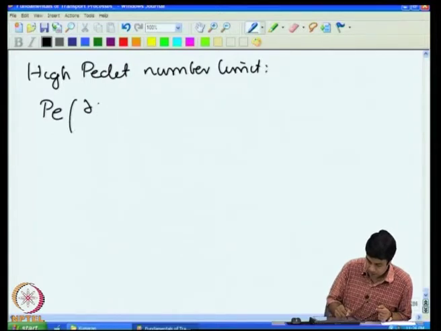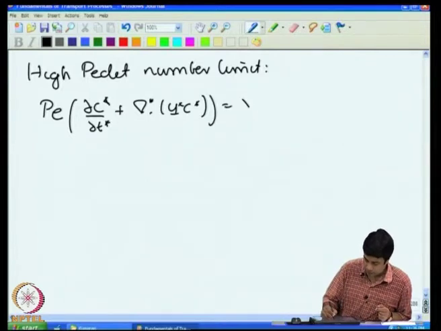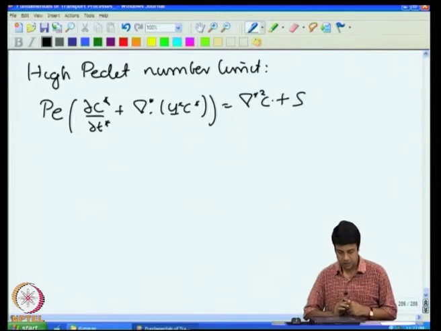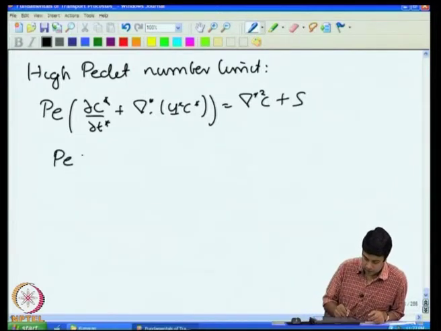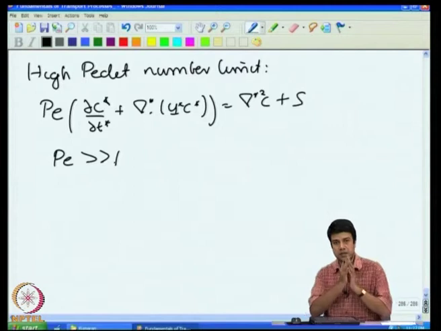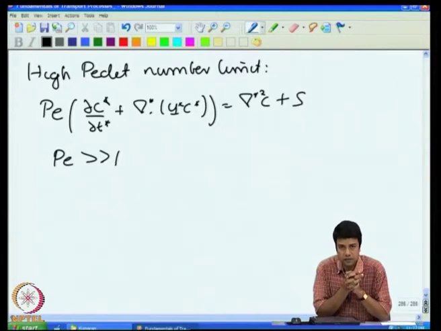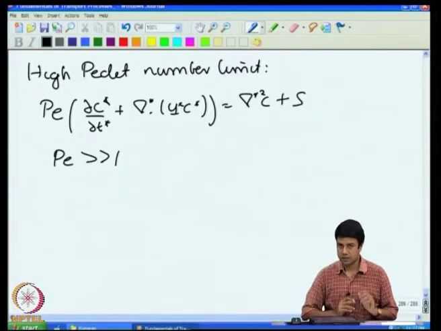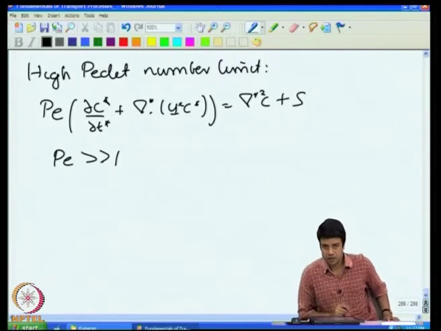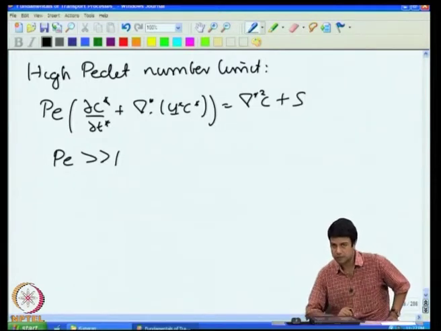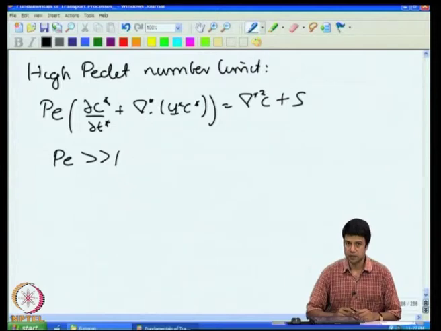Pe times partial c by partial t plus del dot u c is equal to del square c plus sources or sinks. And for Pe large compared to 1, you would expect that you can neglect the diffusion terms in comparison to the convection terms. However, that reduces the differential equation from a second order differential equation to a first order differential equation, and you cannot satisfy boundary conditions.